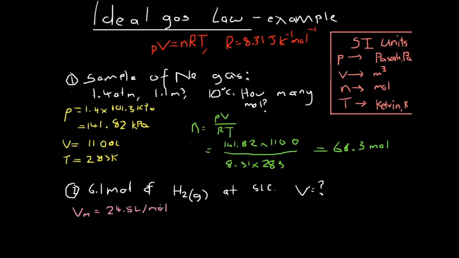Every mole of a gas at standard laboratory conditions is going to take up a volume of 24.5 liters. So if you want to know the volume of this hydrogen gas sample of 6.1 moles, all we have to do is say V, volume of hydrogen, is equal to 6.1 times 24.5. We've got 6.1 mole, and each mole takes up a volume of 24.5 liters. So we multiply these figures together, and we get a volume of 149.45 liters. That's the volume of the 6.1 moles of gas at standard laboratory conditions.